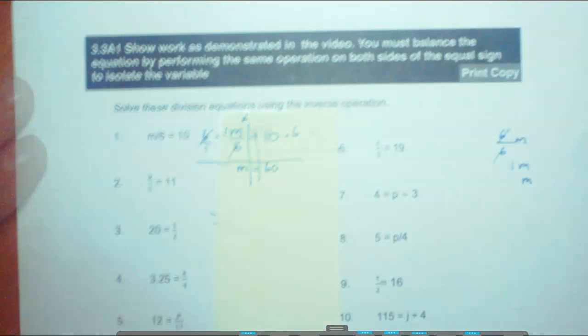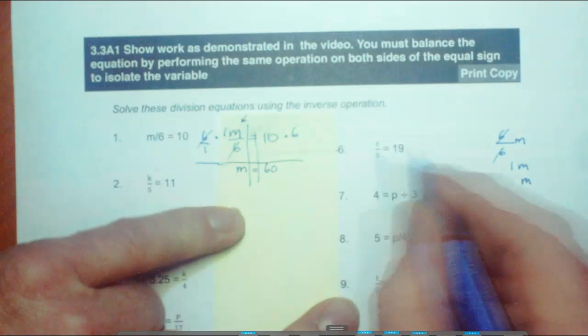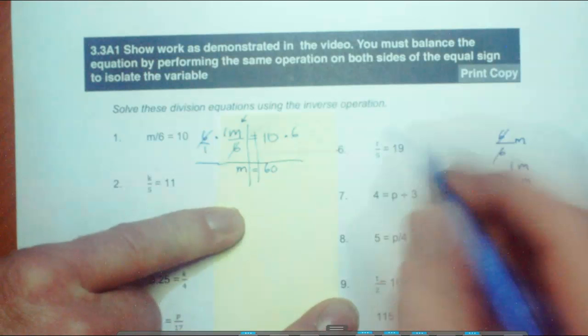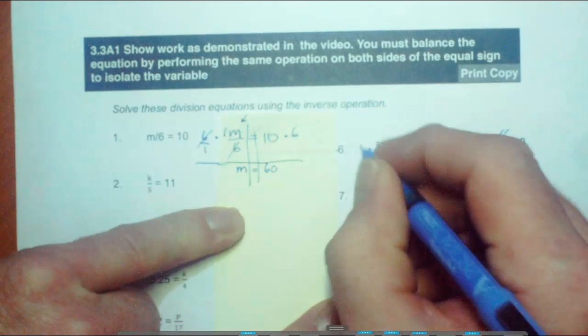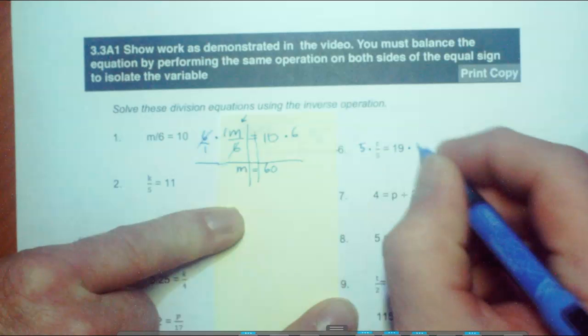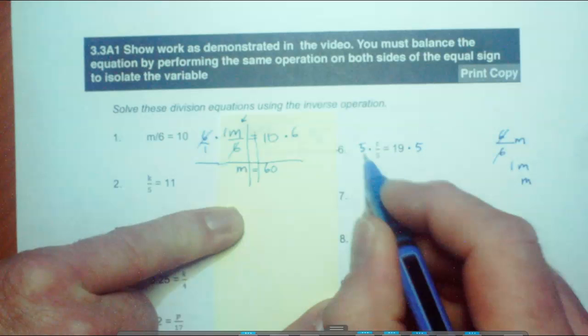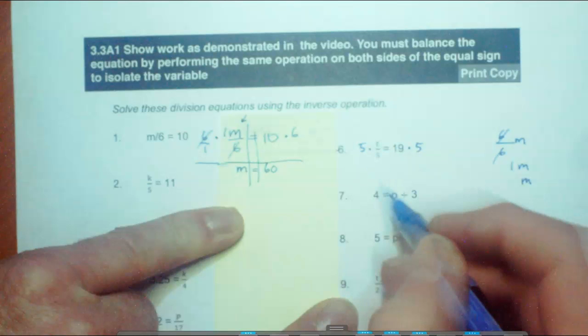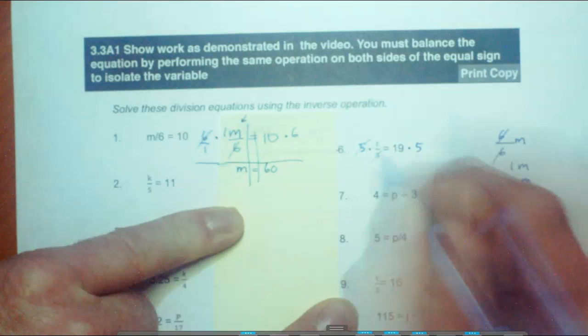So let's take a look at this one over here. This is t divided by 5 equals 19. So that's divided by 5, so we undo that by multiplying by 5. And you see, notice how I have it? You have to have this 5 up even with the t because it's in the numerator. Then you can show that they cross off.